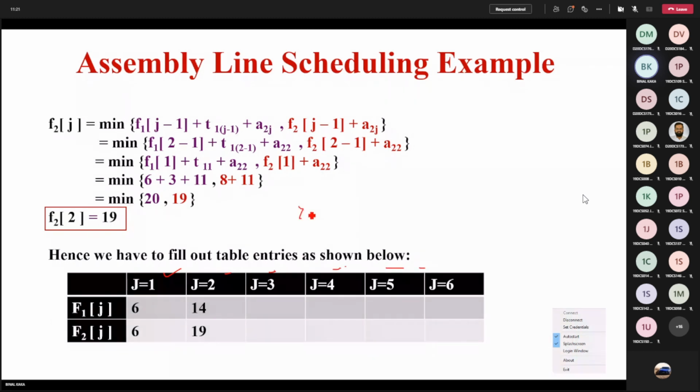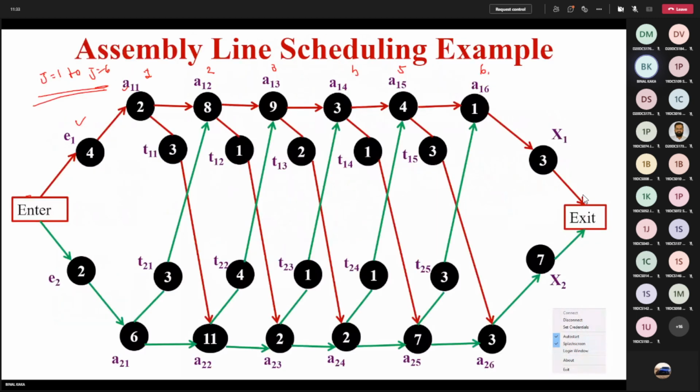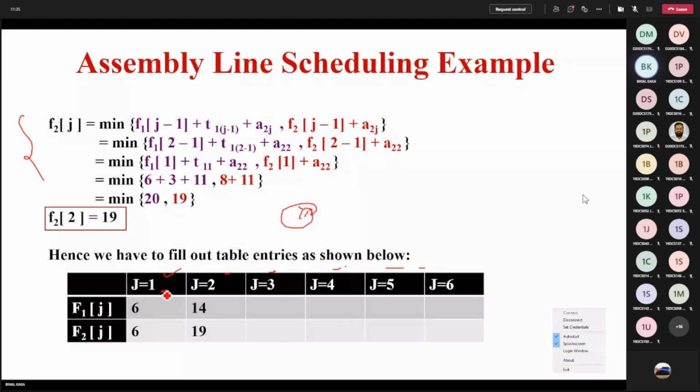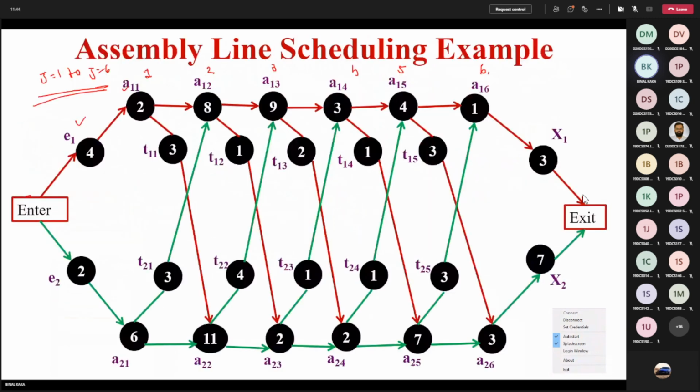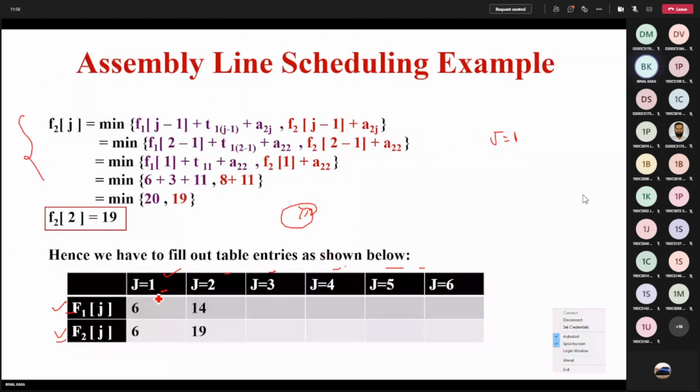If the value of j is greater than or equal to 2, which formula do you use? This one. If j is equal to 1, which formula do you use? This one: e1 plus a11, 4 plus 2. Understand? So if I want to fill this table, I have to use the j equal to 1 formula. Here I have two lines, F1 and F2. This is my F1, line 1, and this is my F2, line 2. And I have 6 stations, so the table is f1(j), f2(j) with j up to 6.